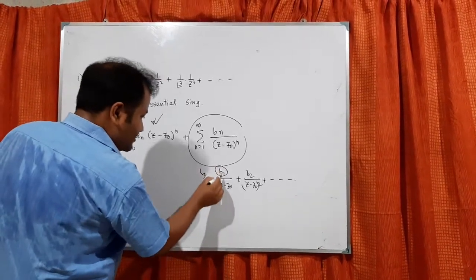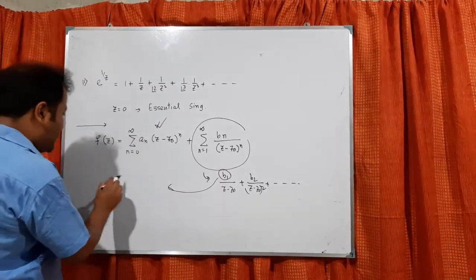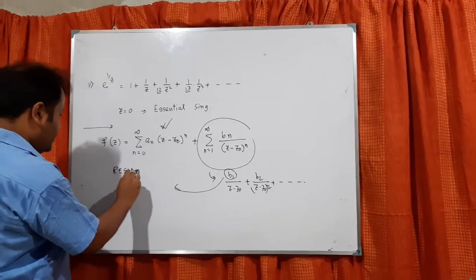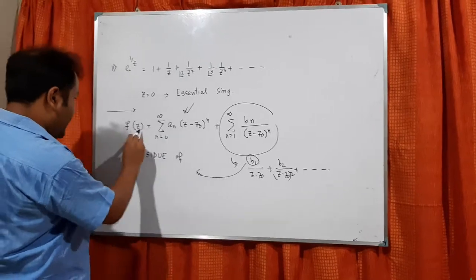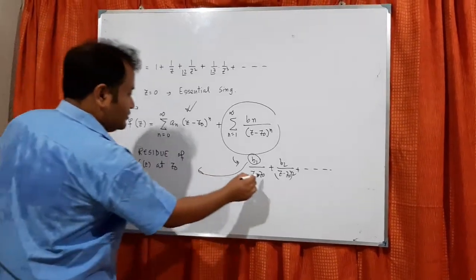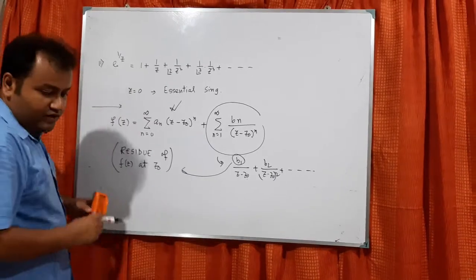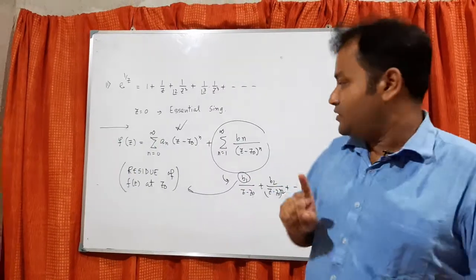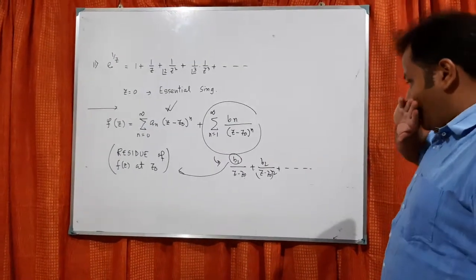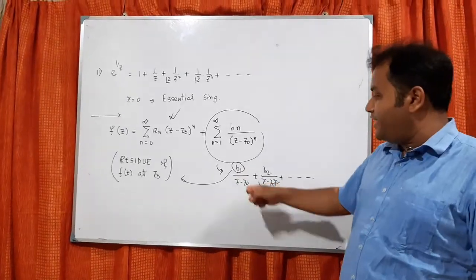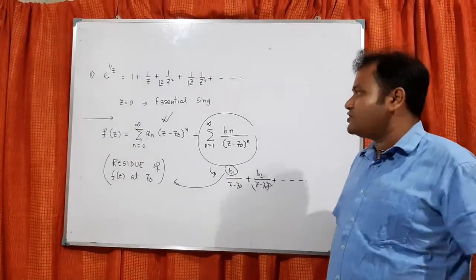Now here is one important concept. This b1, that is the first coefficient, is called the residue of f(z) at z naught. So what is the meaning of residue? The residue is the first coefficient of the principal part of the Laurent series around a point z naught. So that's all for this class.